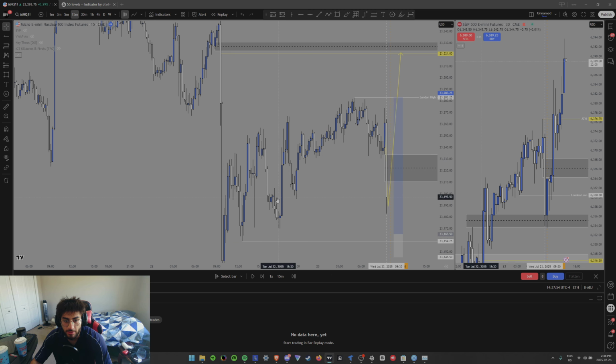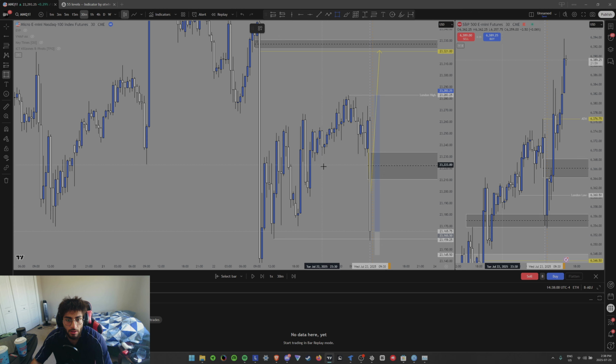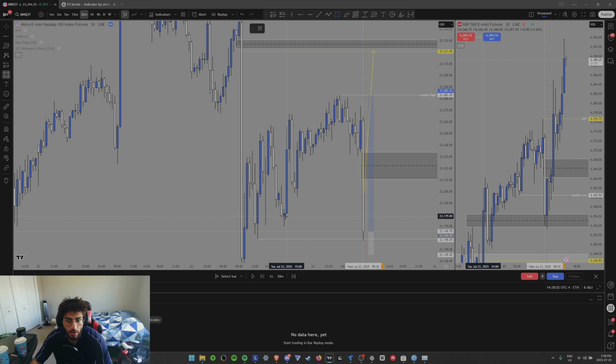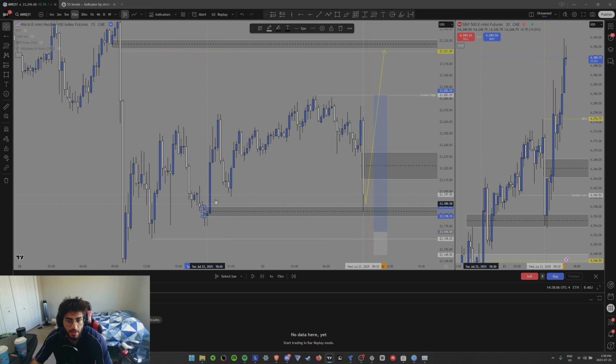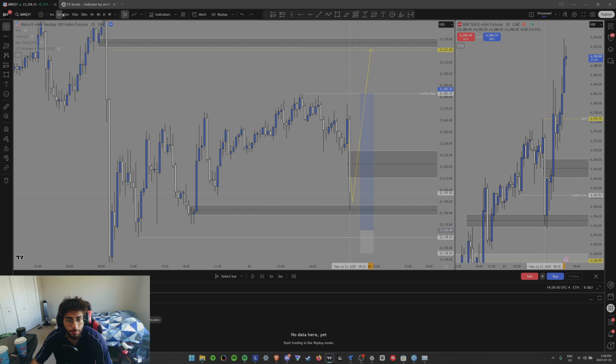I literally marked it out. It was literally right here. There's 15-minute, so was that in a half hour? I'm pretty sure it was half hour. Let me check that real quick. I don't remember exactly what I marked it. It was this kind of range right here, which we perfectly tapped, right?